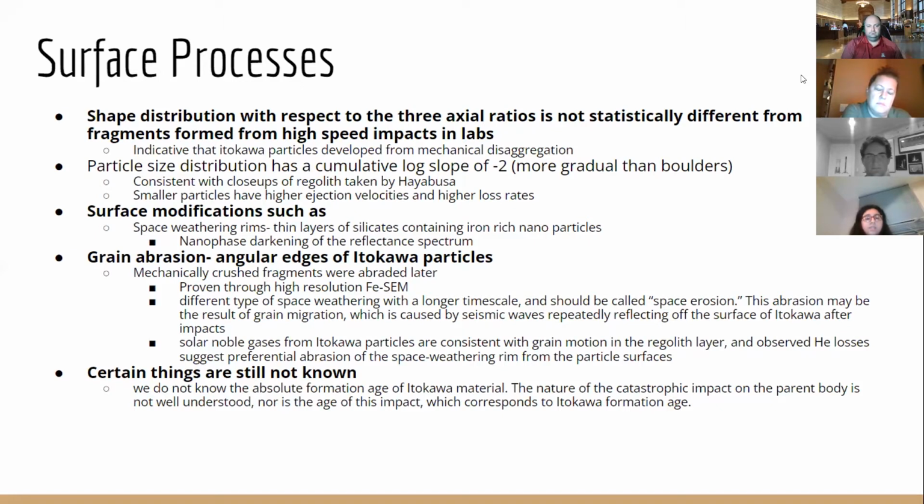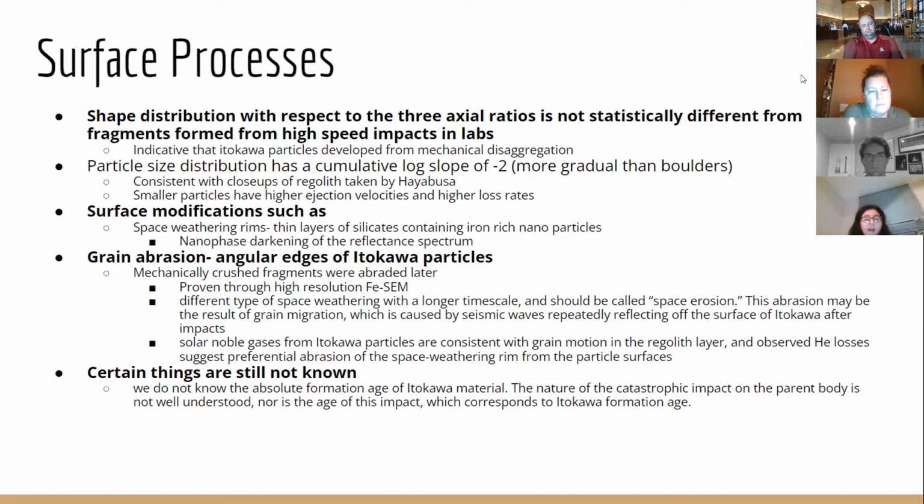When the particle size distribution was calculated, it had a log slope of about -2, and this indicates that it's more gradual than that of boulders. And this was also consistent with close-ups of regolith taken in other areas in the Hayabusa mission. The smaller particles are probably due to the higher ejection velocity and the higher loss rates that were observed.